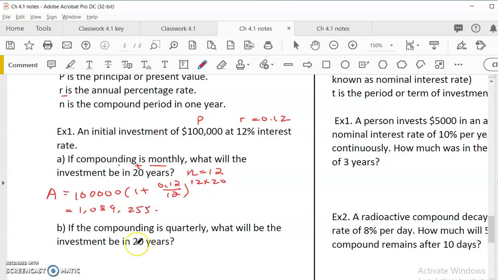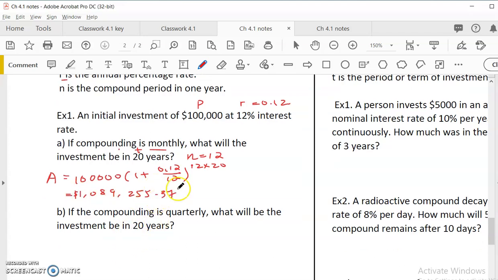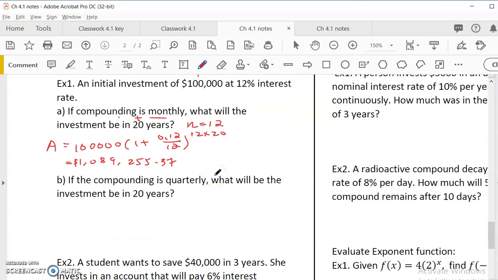1089,255 point what? 3737 dollars. Okay. But if the compounding is quarterly, that means it is less frequent. What will be the amount in 20 years? So that should be less, right? Wow, just imagine you start with 100,000 and then after 20 years you have 1 million. So 100,000 again.